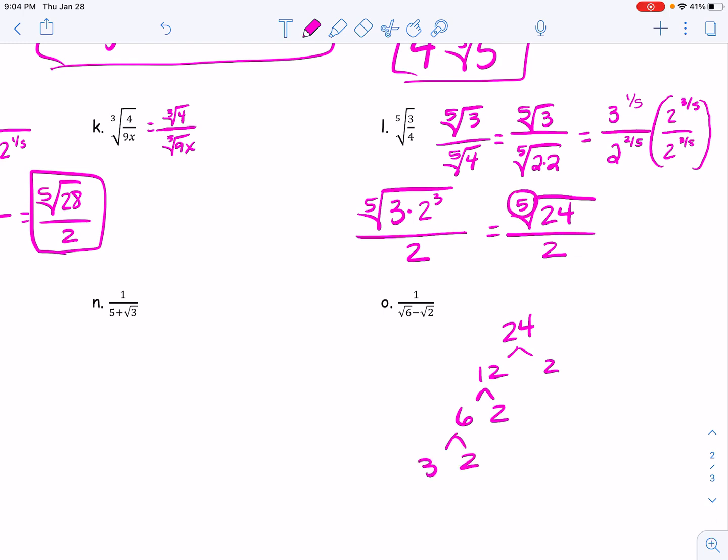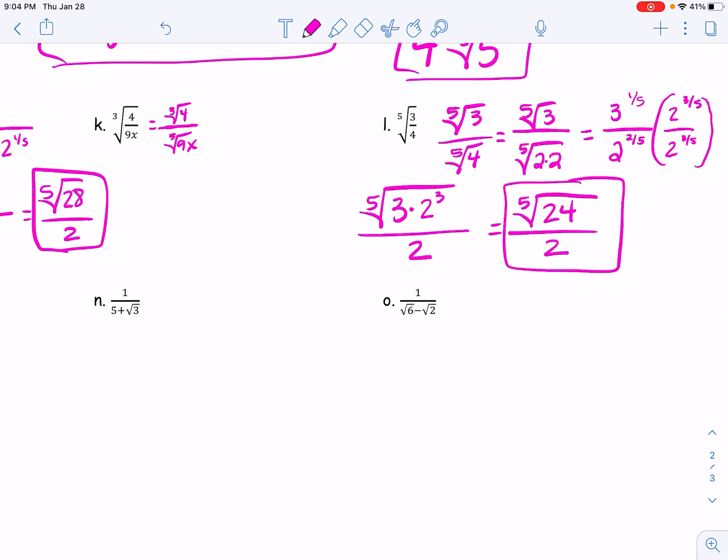Can I make 5 of a kind? No. So the fifth root of 24 is already simplified. So there is my answer. So much easier when you recognize those perfect squares, those perfect cubes, those perfect whatever. Because if not, you're going to get these big, huge numbers, and it's just going to be so hard to do. Remember, all of this is supposed to be done without a calculator, okay?